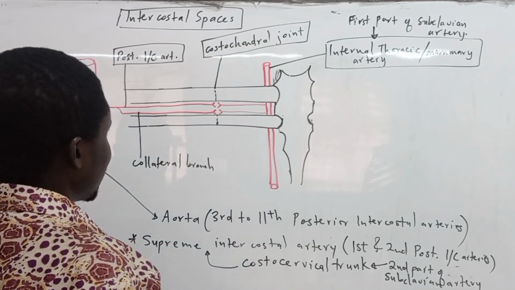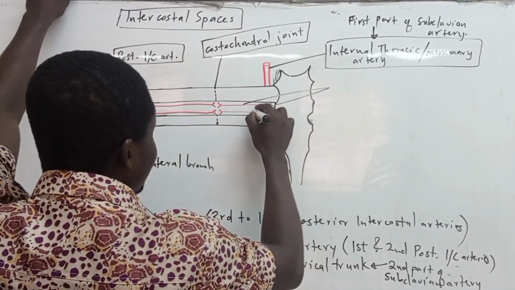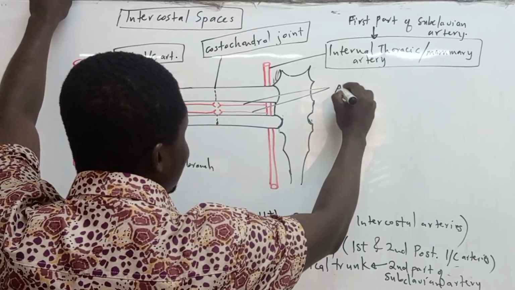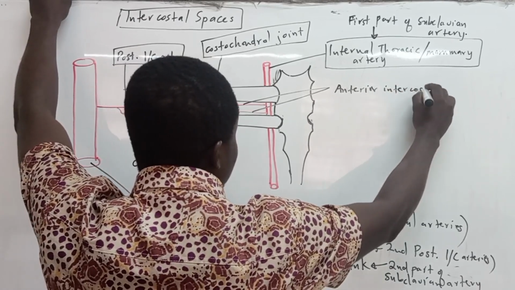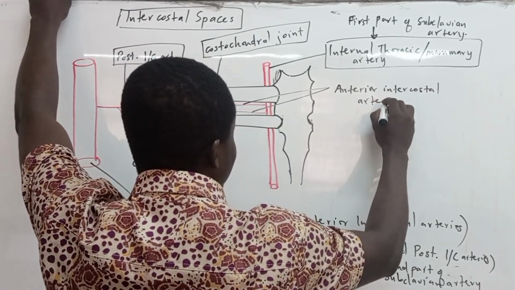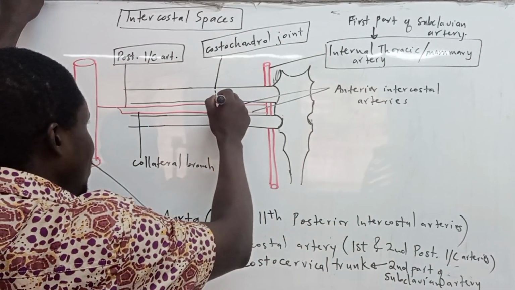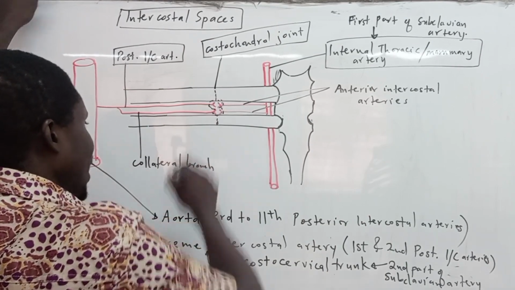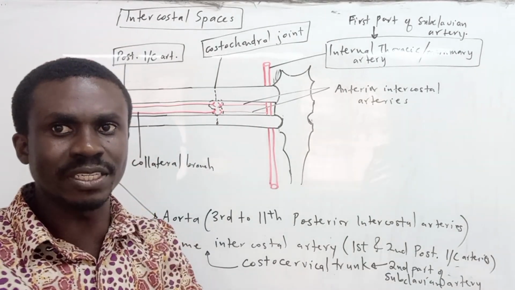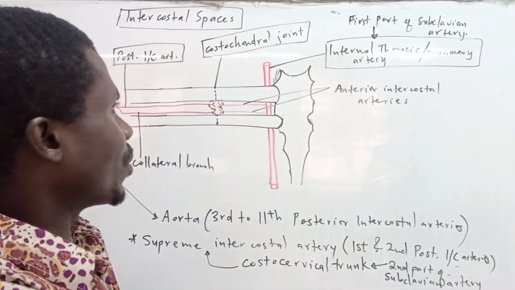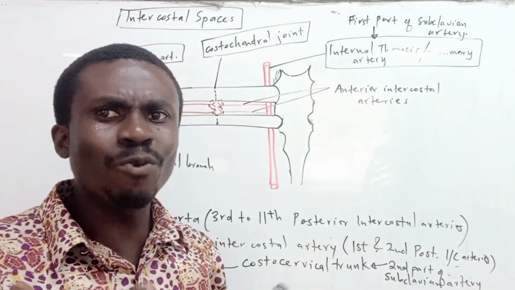So what sort of arteries are we talking about over here? These are what we call the anterior intercostal arteries, so that they are going to anastomose with the posterior intercostal artery and, of course, the collateral branch at the level of the costochondral joint. That is what we see. Now, one thing is that I'm talking about the internal thoracic artery, but it's supplying which number of spaces?